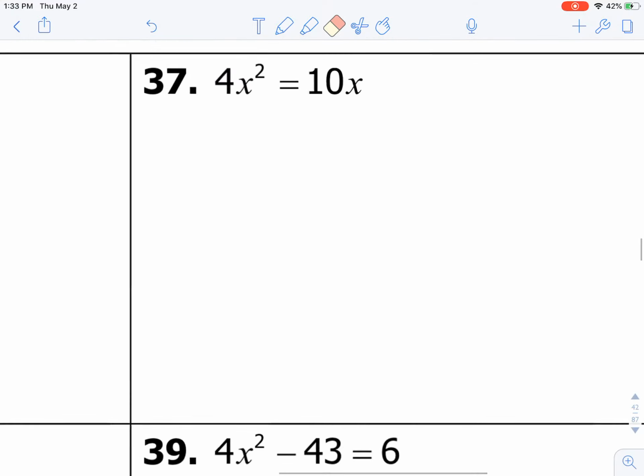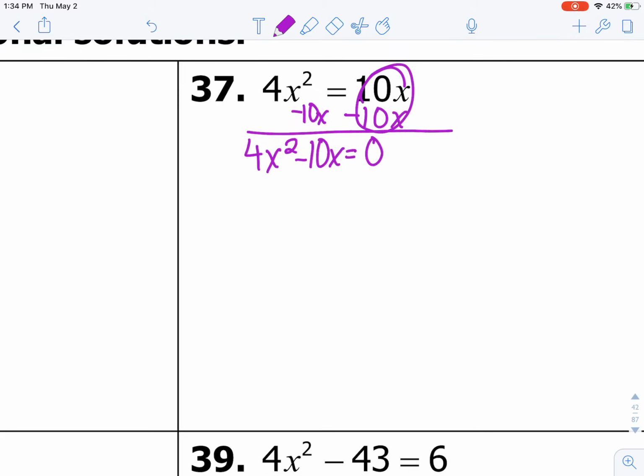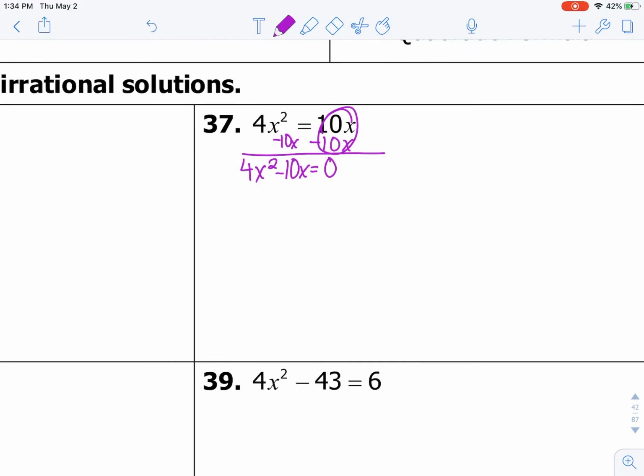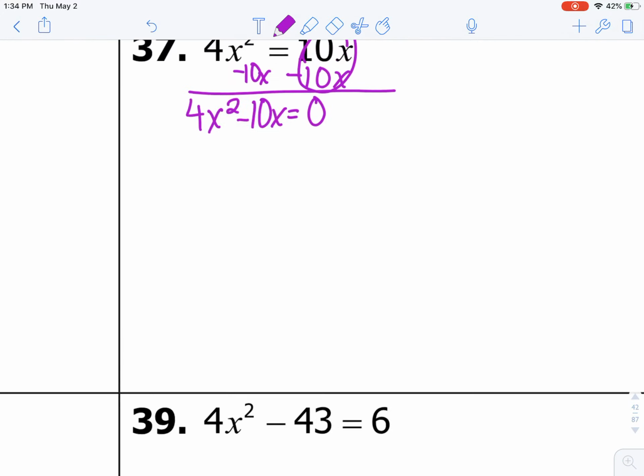Reading number 37. Not equal to 0. So I'm going to subtract 10x from both sides. So now I have 4x squared minus 10x is equal to 0. Once it's equal to 0, then I can go through my steps. And we're going to solve all of them using the quadratic formula because that is the only one that absolutely 100% of the time will work. And we'll just keep going with this one.